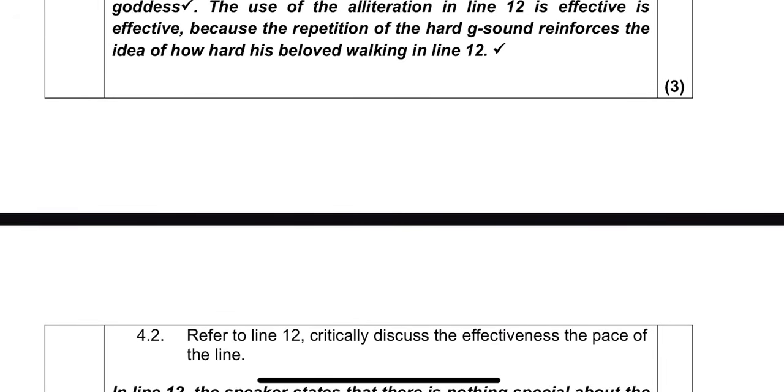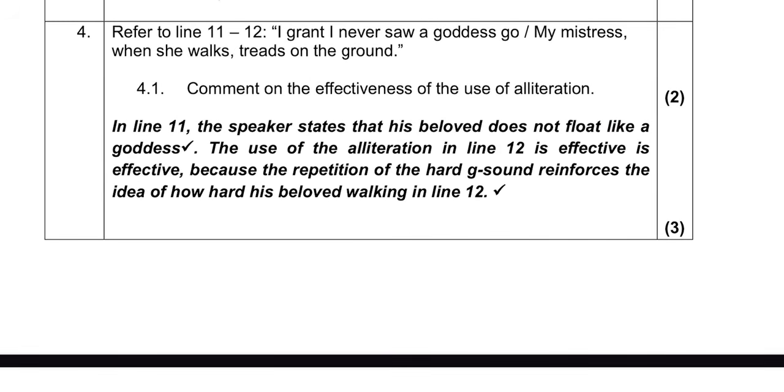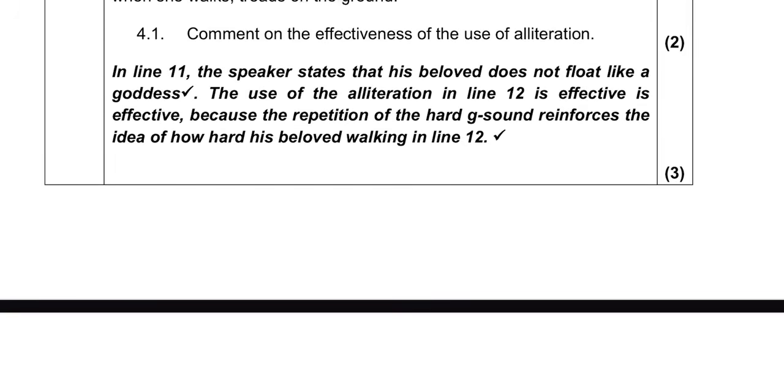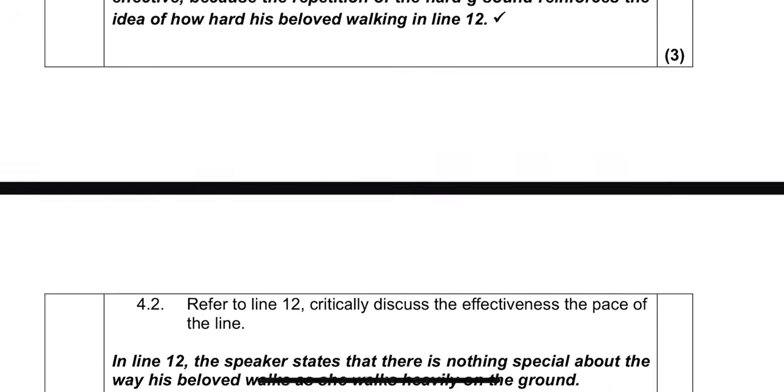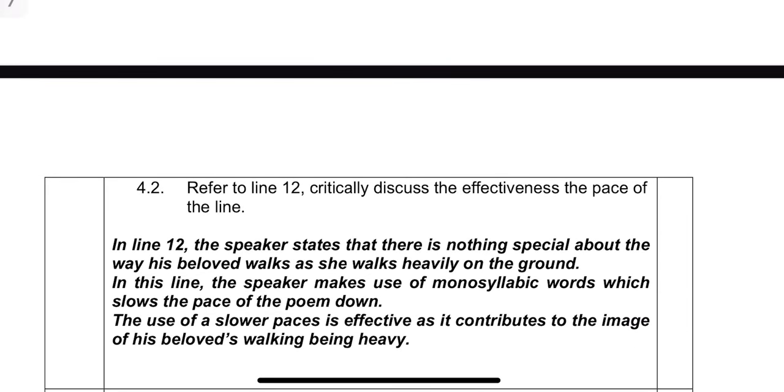Refer to line 12. Critically discuss the effectiveness of the pace of the line. So now we're looking at line 12. "My mistress, when she walks, treads on the ground." As I said, you should be familiar with the analysis. I did explain this in the video before. So what's happening in line 12? In line 12, the speaker states that there is nothing special about the way his beloved walks, as she walks heavily on the ground. In this line, the speaker makes use of monosyllabic words, which slows the pace of the poem down.